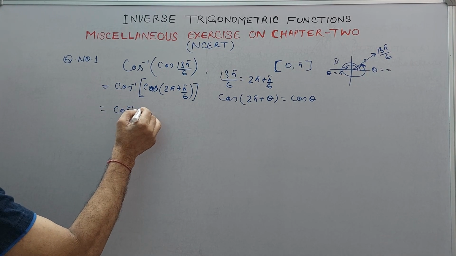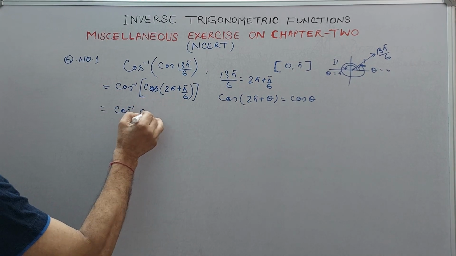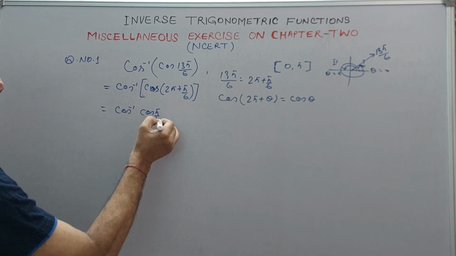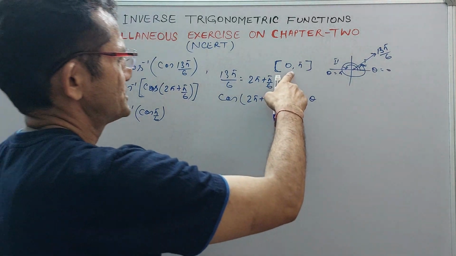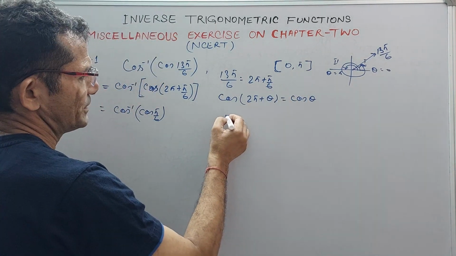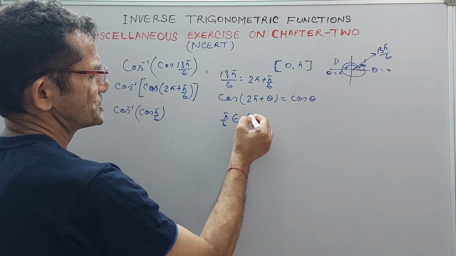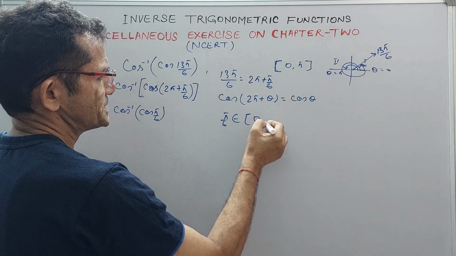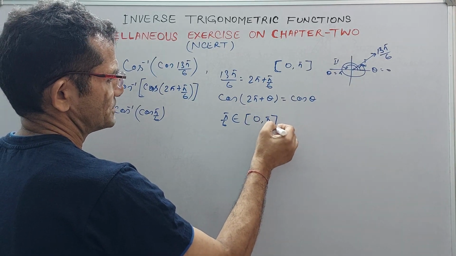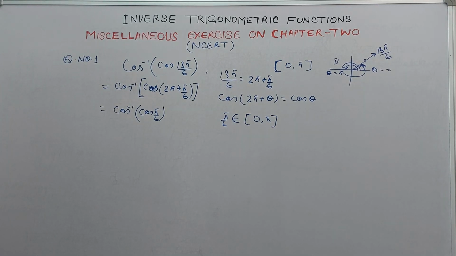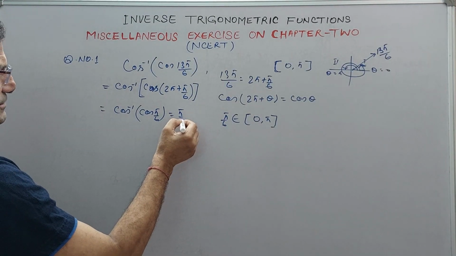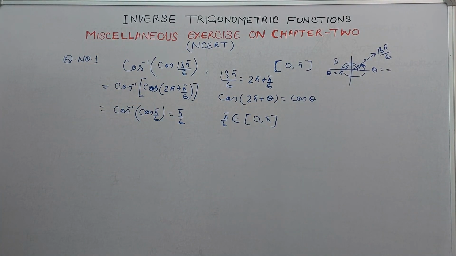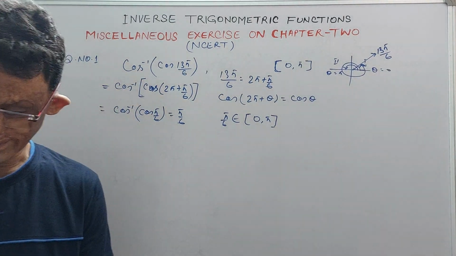cos inverse cos 2 pi plus pi by 6 means cos pi by 6, which is 30 degrees, and this 30 degrees belongs to 0 to pi. This pi by 6 belongs to the principal value branch of cos inverse. So it will become pi by 6. So the value is pi by 6 for problem number 1.